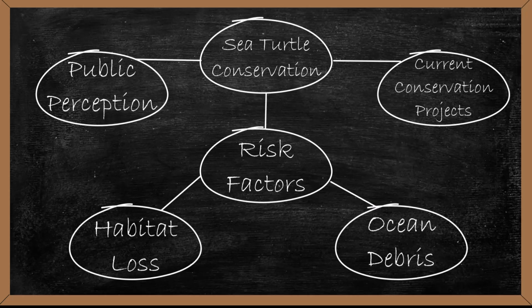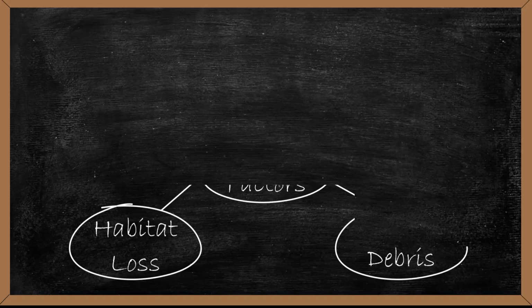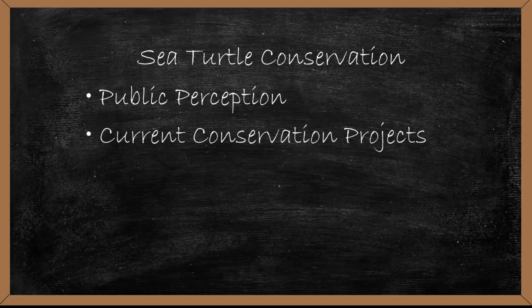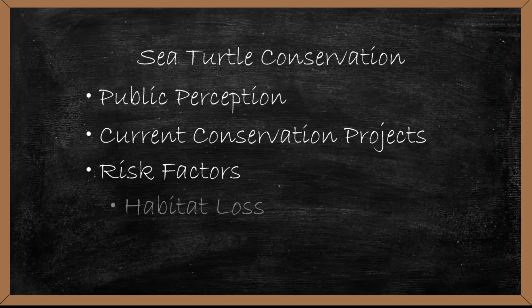You can also create concept maps in a word-based outline format. To do this, start with your main idea as the title, and then add a bullet point for each sub-idea. If you have ideas nested within those sub-ideas, indent their bullet points further. In our example, we would have sea turtle conservation as our title. We would have bullet points for public perception, current conservation projects, and risk factors. Beneath the topic of risk factors, we would add indented bullet points for habitat loss and ocean debris.